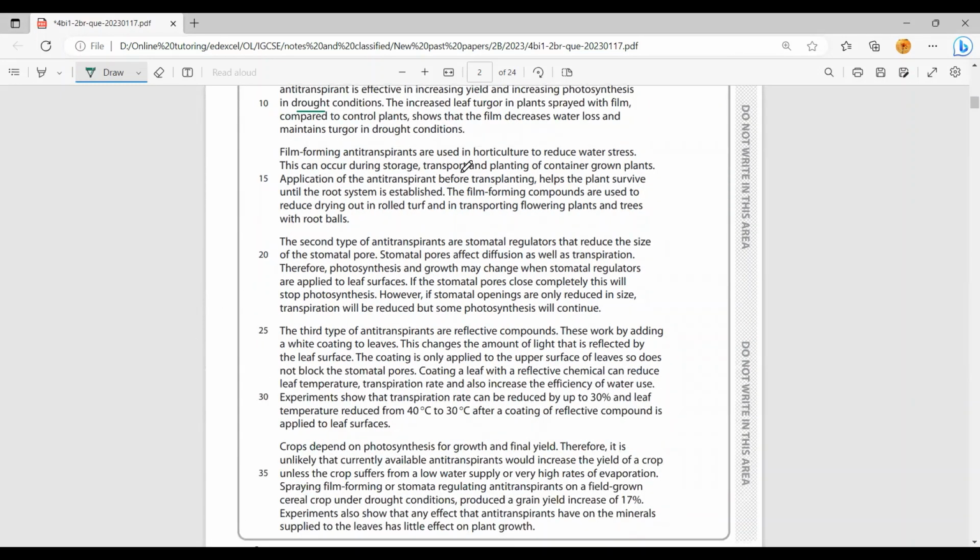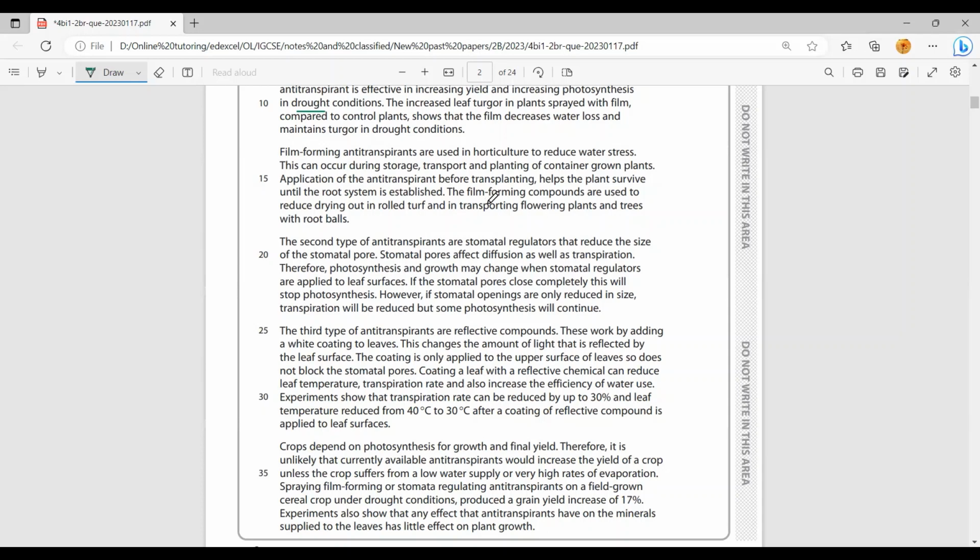Film-forming anti-transparents are used in horticulture to reduce water stress. This can occur during storage, transport, and planting of container-grown plants. يبقى الهورتيكالتشر ده عبارة عن container-grown plants. They are not grown in fields, but in certain containers.